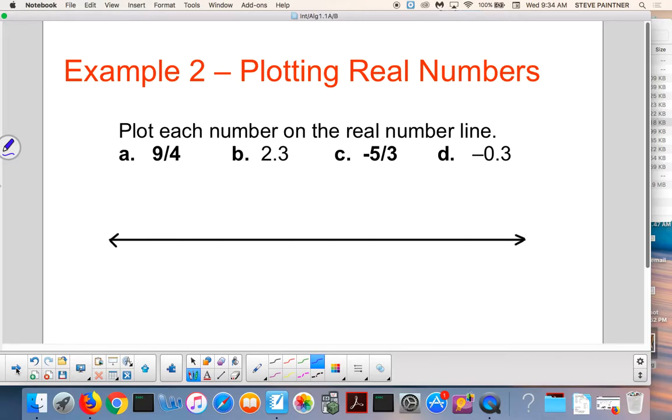Okay, let's keep going. There's your next problem. Graph 9/4, 2.3, negative 5/3, and negative 0.3. This will be a little harder for you. Put your intervals down. I put 0 right in the middle. Might want your calculator on this.